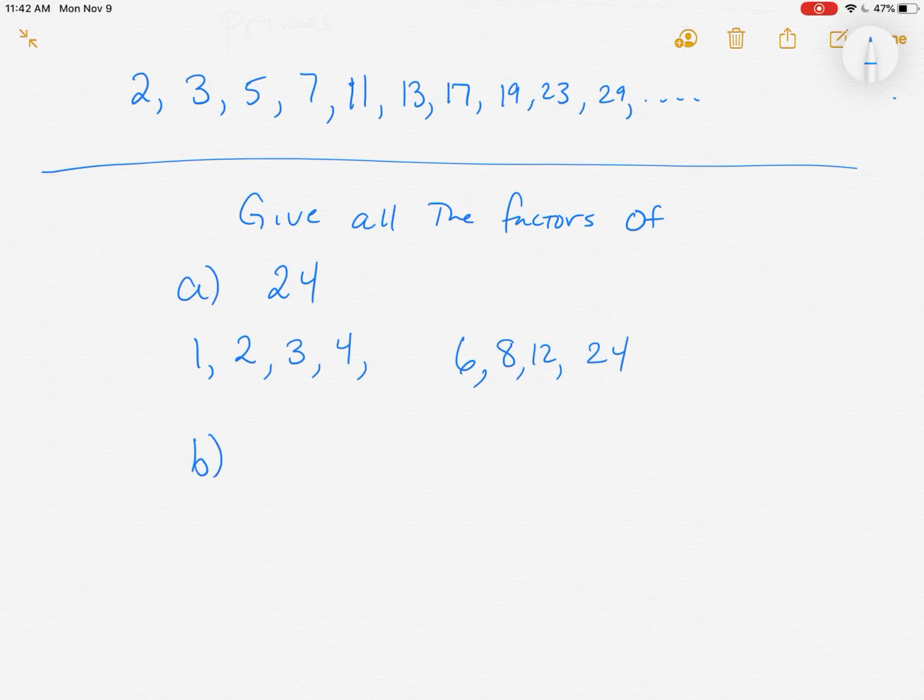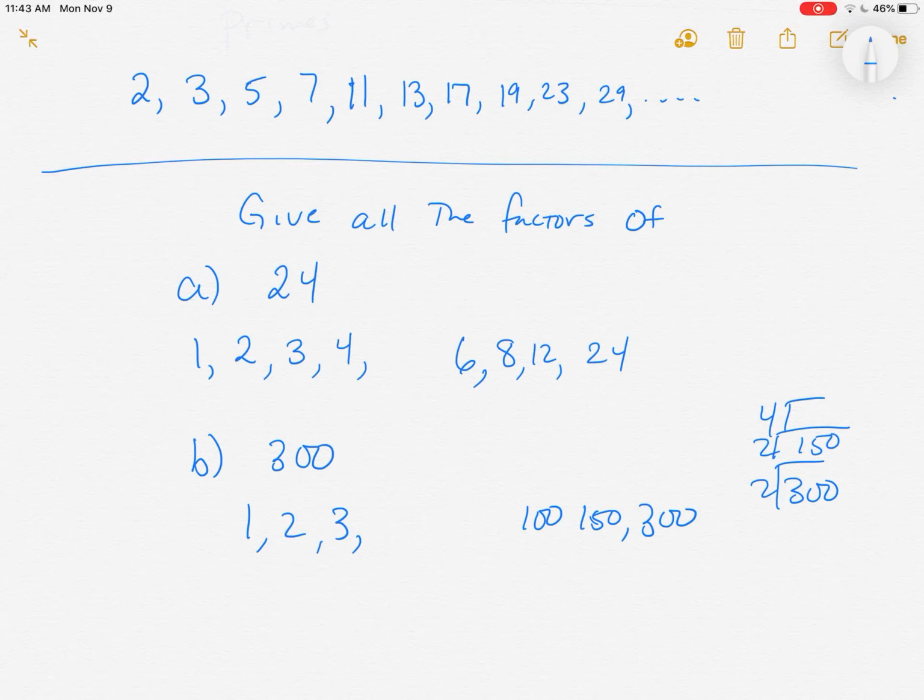So let's talk about 4. We know 2 goes in there. And when divided by 2, it was 150. 150 is also even. So another 2 would go in there. So 4 will go in there because, well, I guess I'll show you what I mean. 300 divided by 2 was 150. We can divide by 2 again, which is 4 for 75. So a 4 and a 75.